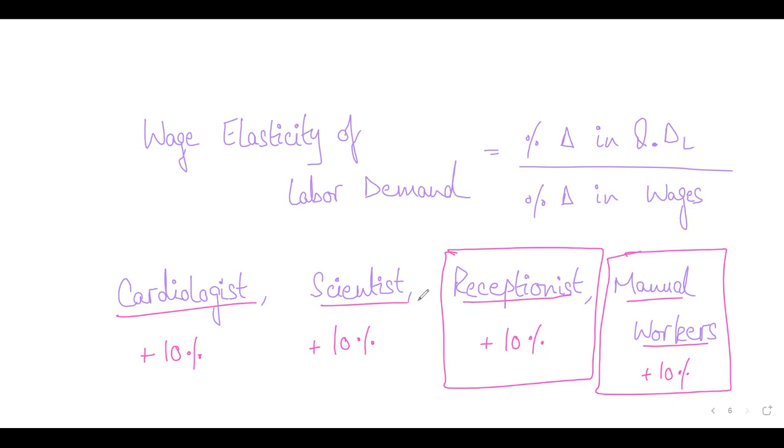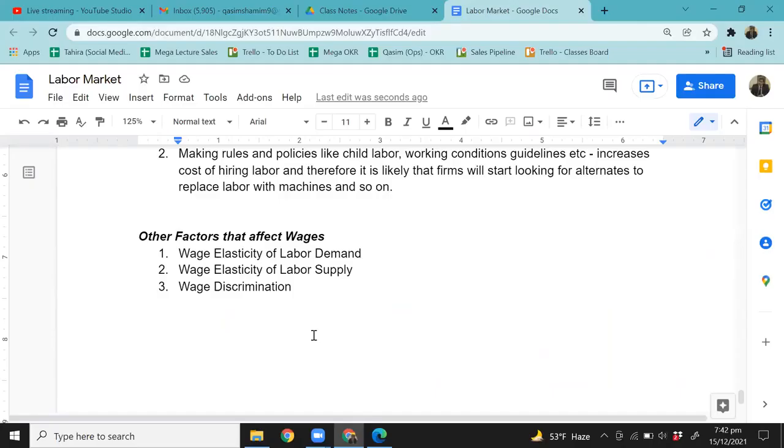But as far as being a receptionist is concerned, you can install a simple machine that can tell people where to go, a digital screen that shows information and stuff like that. Similarly, for manual workers, we already have a lot of advanced technology, and machines can technically nowadays do a lot of construction and so on independently, right? So this is what the wage elasticity of demand calculates. Let me write this down for you.